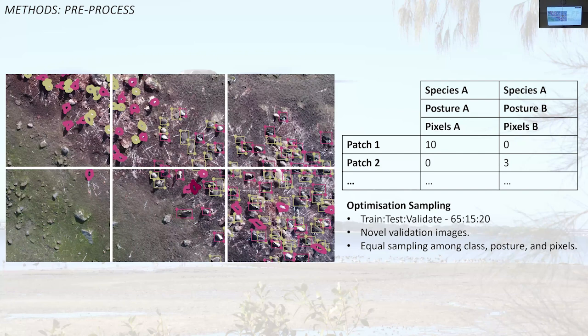So then we did that pre-processing step. We split each of these images into 800 by 800 patches. That's just to enable it to fit onto the graphics processing unit where you train these tools. And then we made a massive table, essentially, which said for each of these patches, what species is in the patch, what posture it's in, and how many pixels that bird is encompassing, basically describing each bird in the patch.